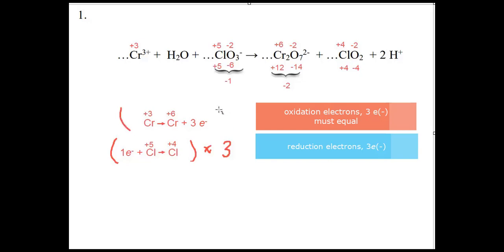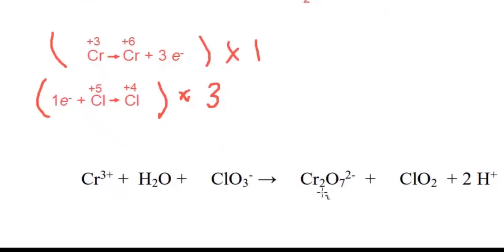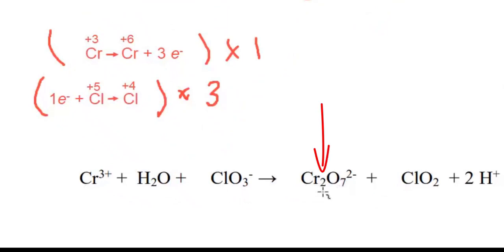And here I'll use my parentheses. I can just multiply that by 1. So 1 chromium, 3 chlorines. You absolutely have to have that. Otherwise, you've got orphaned electrons. So let's look at our reaction down here. Here's our 1 chromium. Look, there's a subscript 2 here. So that means that we're going to have, without doubt, 2 chromiums in this balanced reaction.